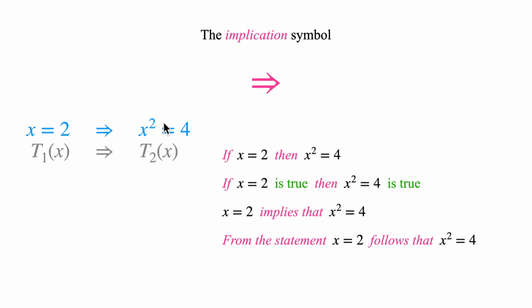Right? And this is another statement, which we can call T2 of x. This is also some statement about number x. And this statement happens to be true for two values of x, because both x equal to 2 and x equal to minus 2 give a true statement. So now you see two more examples of statements.